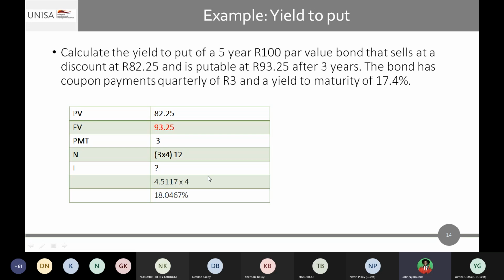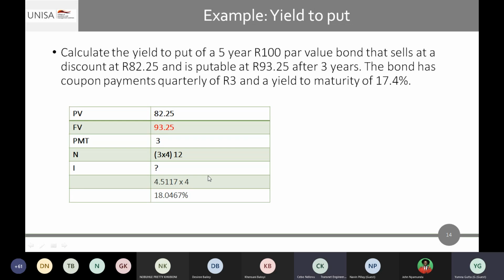Table? Yes, morning. Thank you so much. How do you get in this calculation? How do you get below interest? How do you get this 4.5117 that we must multiply by 4? How do you get this amount? You must compute your interest rate. In your calculator, we're calculating the interest rate, so you must compute the interest rate.